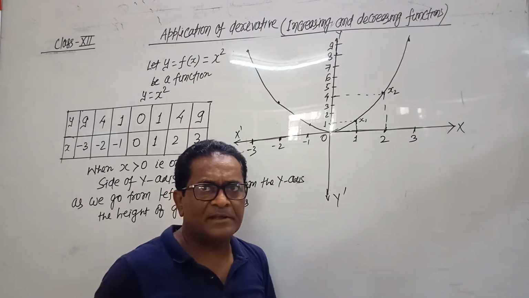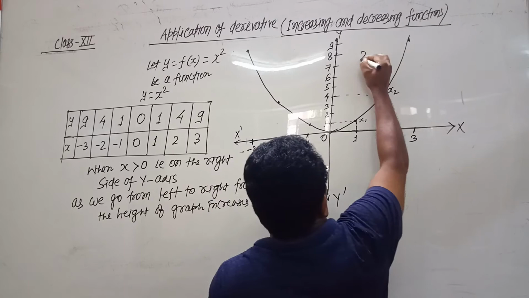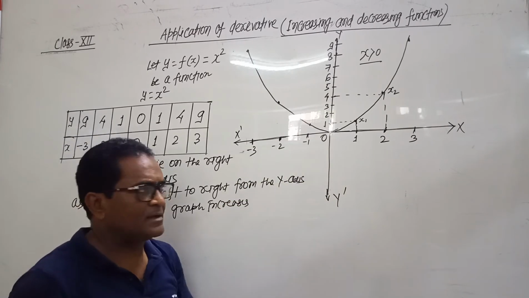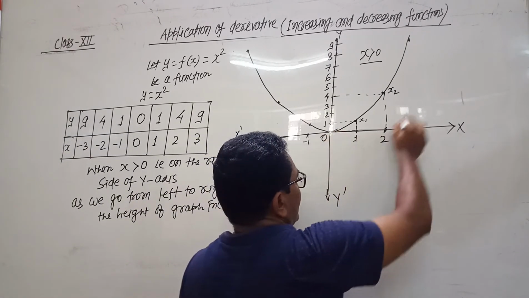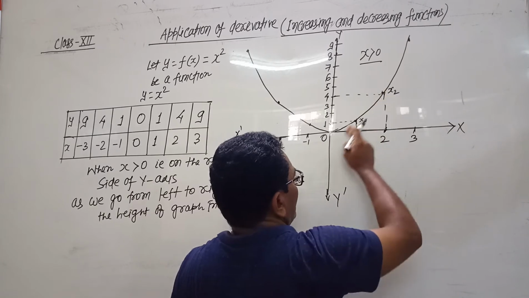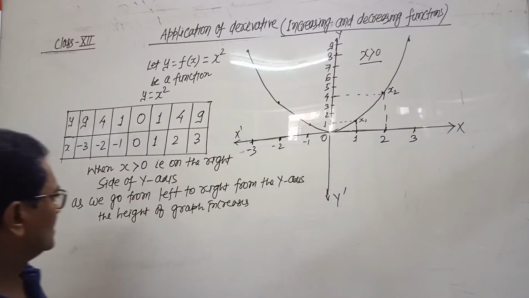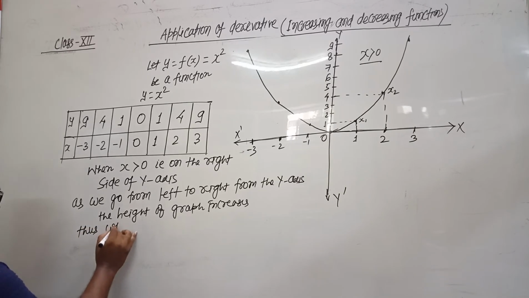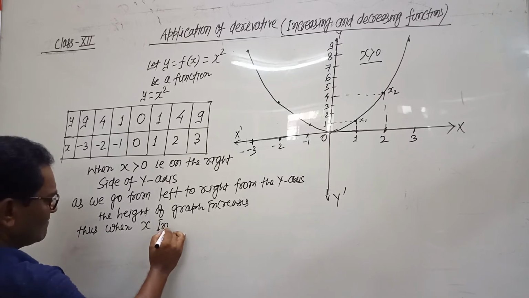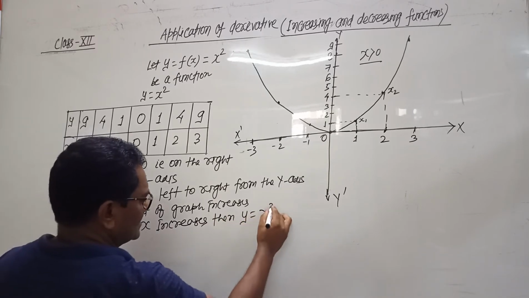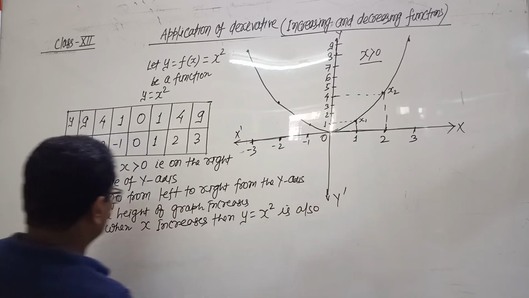In the region to the right side of the y-axis, meaning x is greater than 0, when we go from left to right, we observe that the height of the graph increases continuously. It means that when x increases, then y equals x square also increases.